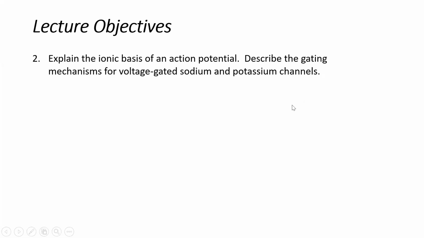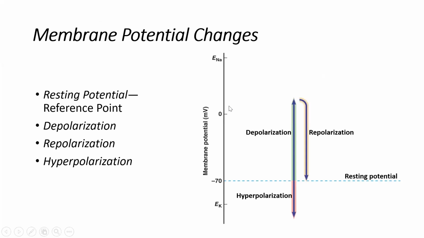Objective 2, we're going to talk about the ionic basis of an action potential. So what's really happening, what ions are moving in what direction. And then we're going to talk about the gating mechanisms for the voltage gated sodium channels and the potassium channels. So as we talk about the action potential, we want to look at some different directions of change of the membrane potential from that resting, which is -70. So the resting is kind of a reference point. And then we can talk about different types of events that will change or alter the membrane potential, depending on what's actually happening on an ionic basis in terms of what ions are moving.